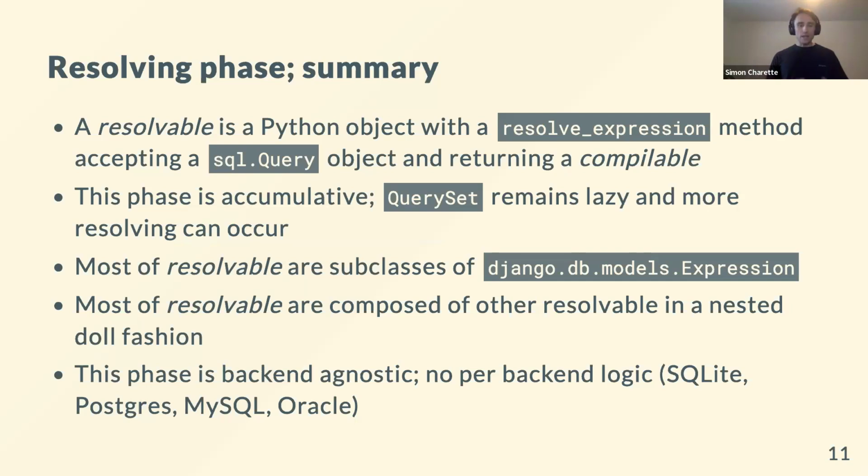The way things are structured in the ORM, the only thing that really needs to be resolved are field references. So everything else is kind of like a container of field references or of literal values, and they can be nested on top of each other. So for example, we saw that the lookup was a resolvable itself, but it was composed of other resolvables that were nested into it. So you kind of got this nested structure that allows you to represent very complex queries. And most importantly, this phase is backend agnostic.